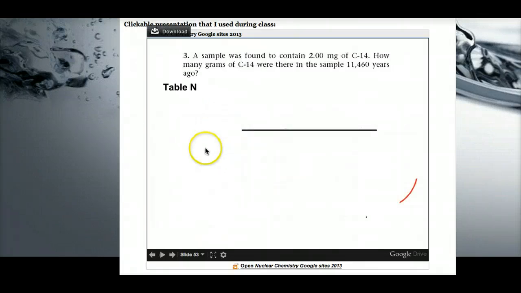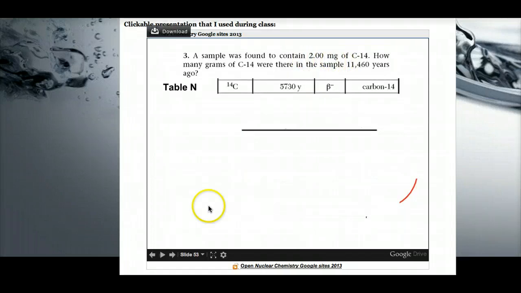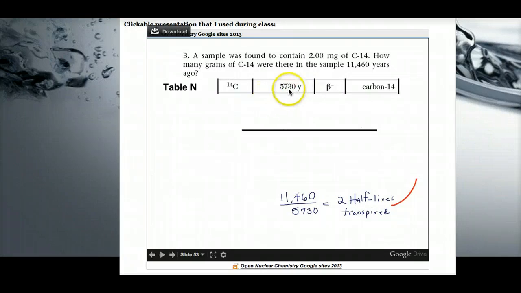So, one more, why not? Number 3, a sample was found to contain 2.0 milligrams. I like this question because it's going backwards. Here they're telling me how much was found. Okay, so this time, I go to Table N. There's my half-life for carbon-14. And we know that 2 half-lives have transpired because there's the half-life and total time. You're always going to have whole numbers. So the total time is 11,460, and the half-life is 5,730. 2 halvings have transpired.